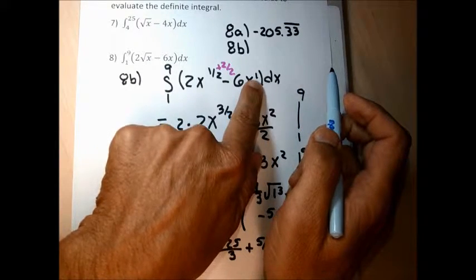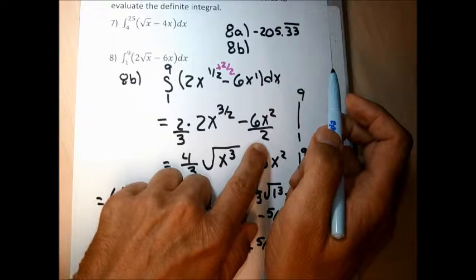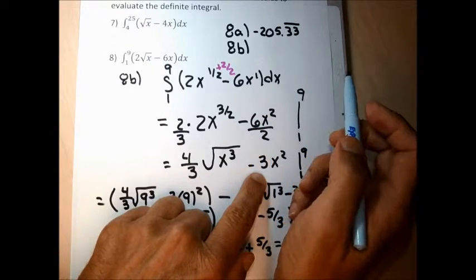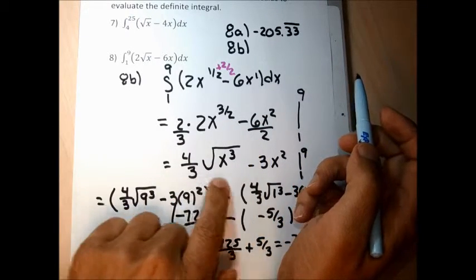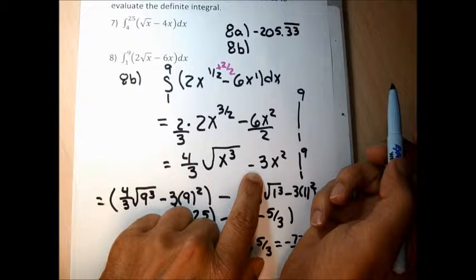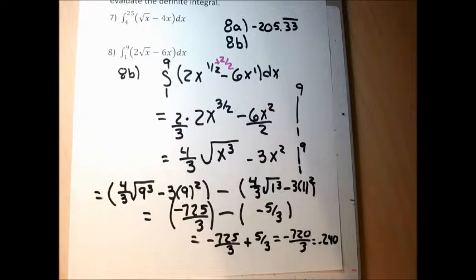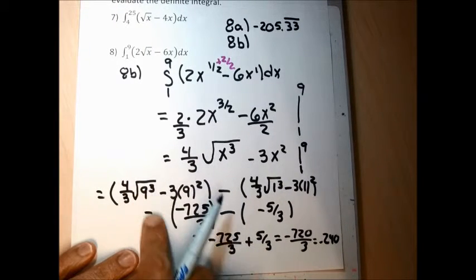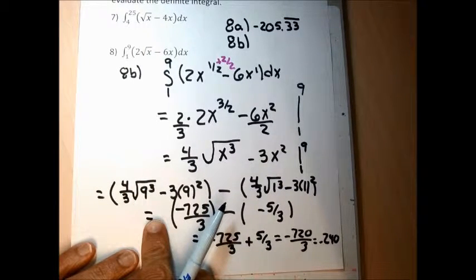Here I add 1 to the exponent and get an x squared. Divide by the new exponent and get a minus 3x squared. I feel good about this. It seems right. And which means maybe I made a mistake down here, which it's possible I made a mistake on my calculator.